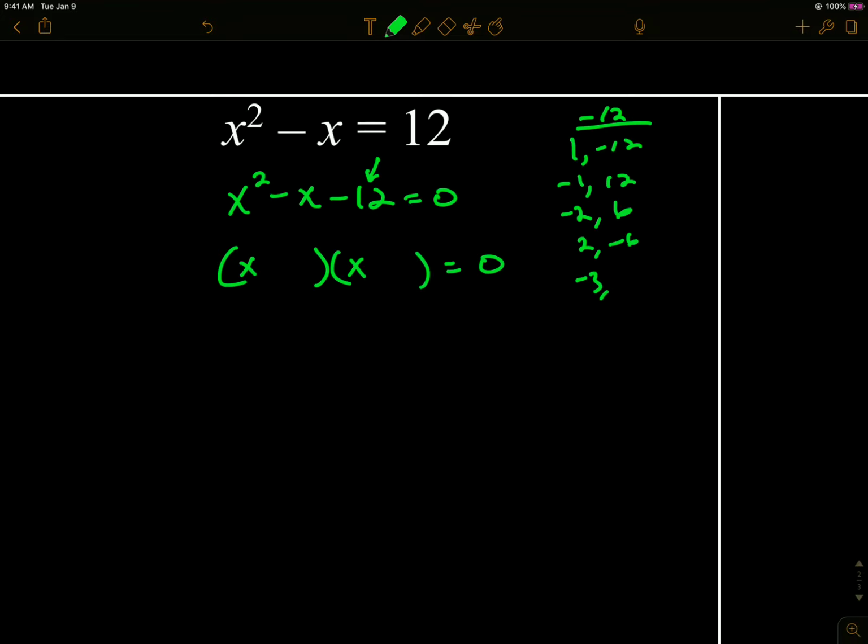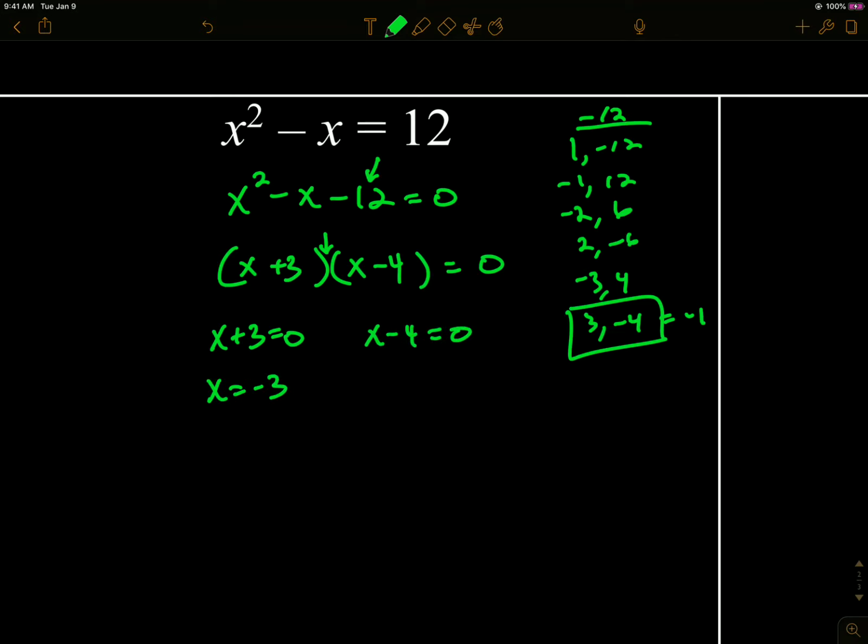We've got negative 3 and 4 and 3 and negative 4. That adds to negative 1. There's our winner. So it's x plus 3 times x minus 4. Now I can apply zero product property because I have a product, multiplication equals 0. So I set each factor equal to 0 and solve. Those are my solutions.